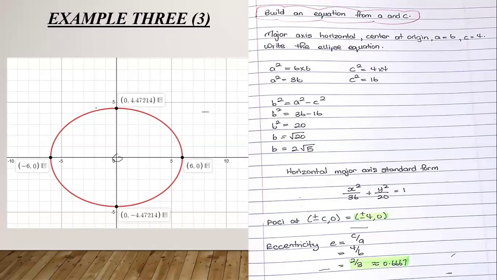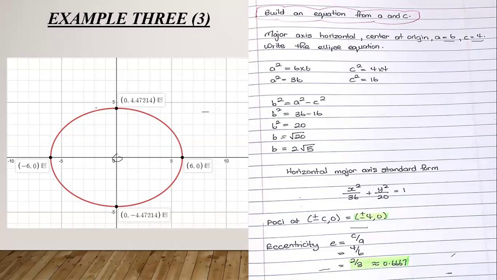So we have a is equal to 6 over here, which is the semi-major axis, and c is equal to 4, which is the distance to the foci. Solving for the missing variable, we substitute into our formula: b squared is equal to a squared minus c squared. When we calculate that, we are left with b equal to 2 root 5.